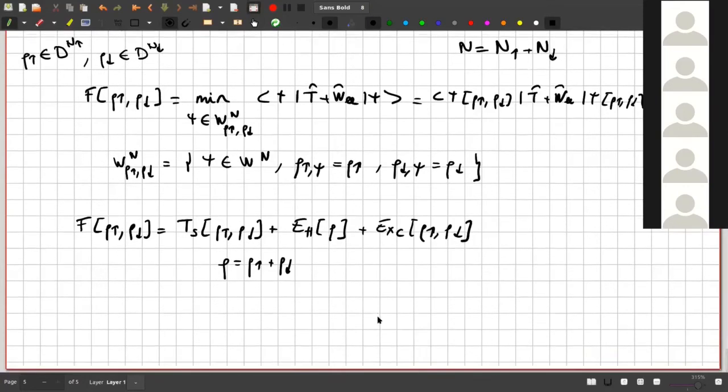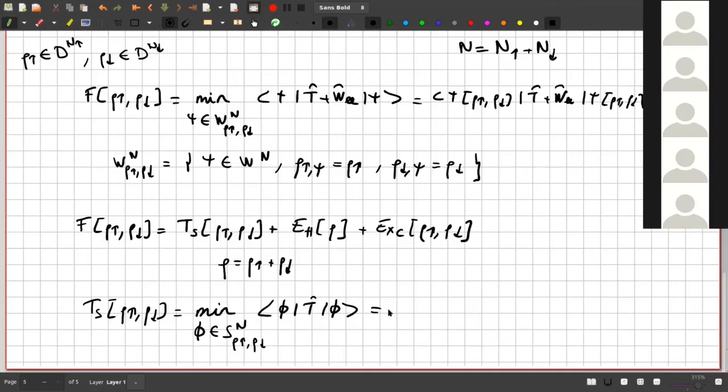What is the definition of Ts? Well, it's similar as before. We minimize over single Slater determinants Sn for fixed rho up and rho down. I will not write exactly what it means, but you guess that's exactly the same as here, but for single Slater determinants of phi. And the minimizing determinant will be a functional of rho up and rho down. Okay, so that's all quite a natural extension.